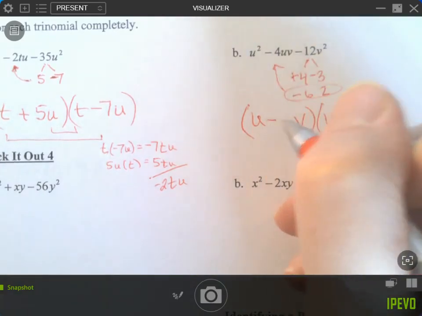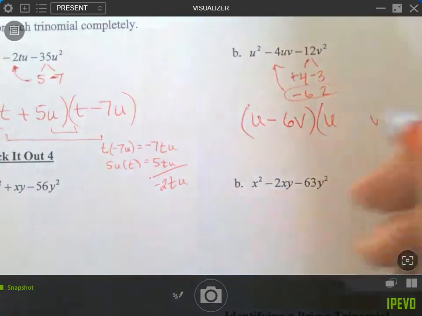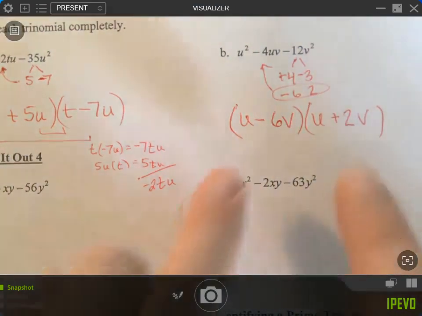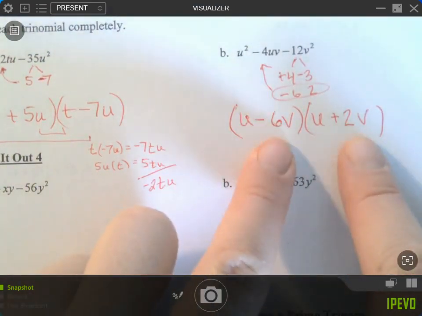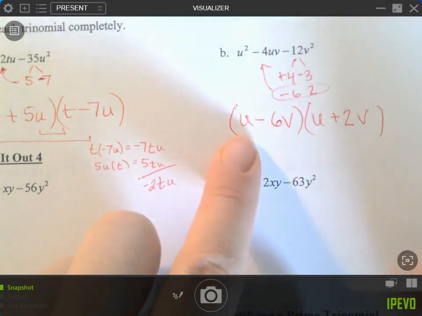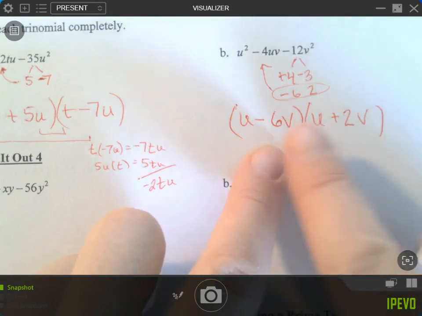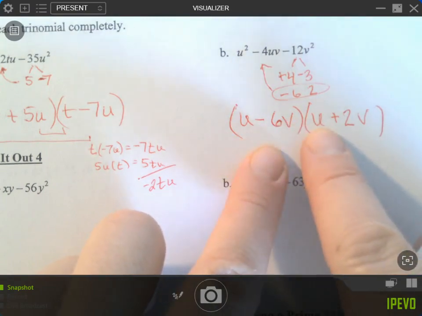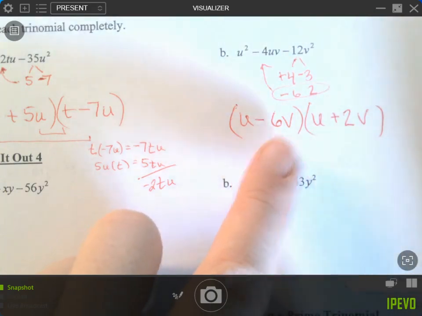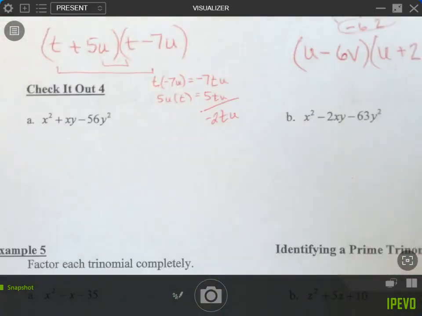So I'll put the negative 6 here. Notice I'm pairing it with the v, and the plus 2, I'm pairing it with the v. There's your u squared. There's your negative 12v squared. When I do the outside, you see how the u and the v would pop together, and the v and the u would pop together. So there's 2 of them, and a negative 6 of them. There's my negative 4. All right, try these next two.